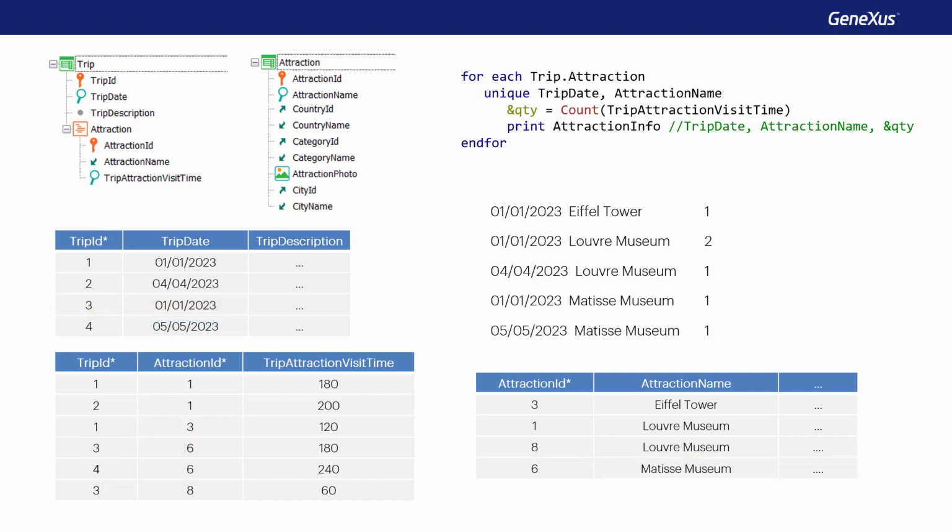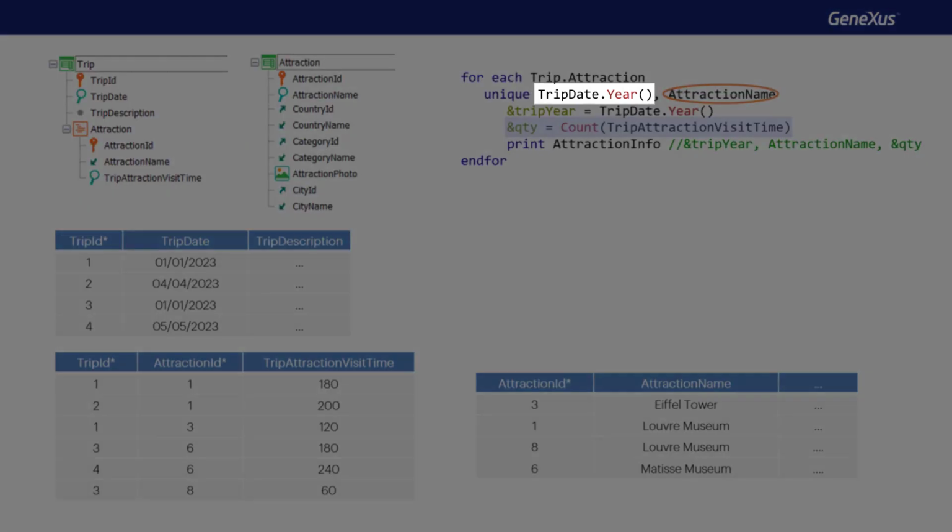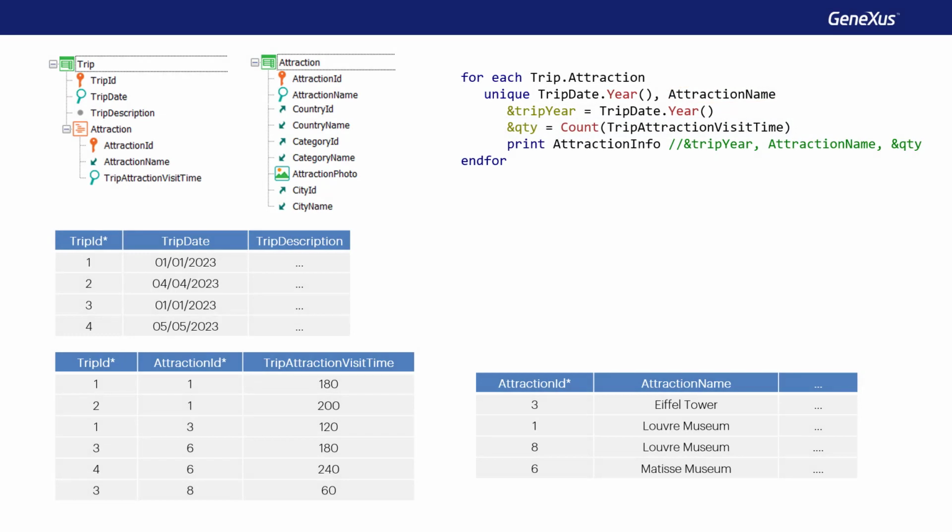In this example, neither of the 2 attributes of the unique clause belongs to the base table of the for each. We could also use formulas in the unique clause, as long as they're global. For example, let's suppose we want to count the trips by attraction name according to the year of the trip. That is, for each attraction name, by year, how many trips it's in.